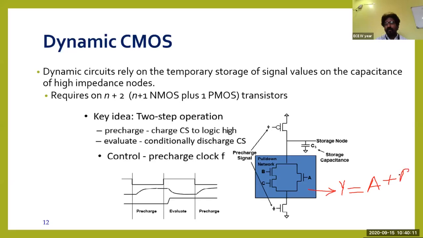So now, A plus B dot C means what? There are 3 different inputs here, and 3 different inputs means you need 3 PMOS and 3 NMOS. So ultimately we need 6 different transistors here. But in the dynamic version you can see there are only 5 transistors. So the number of transistors has decreased for this particular operation.